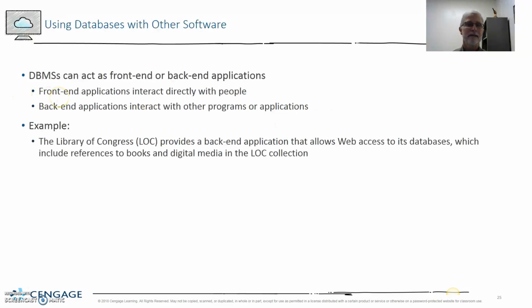Now, remember, databases can act as both front end or back end. Front end is what I'm going to interact with the people directly. Back end, I'm dealing with programs and applications. The Library of Congress is a back end. So hopefully that gives you a rough idea of what this chapter is all about, at least the first half of it.